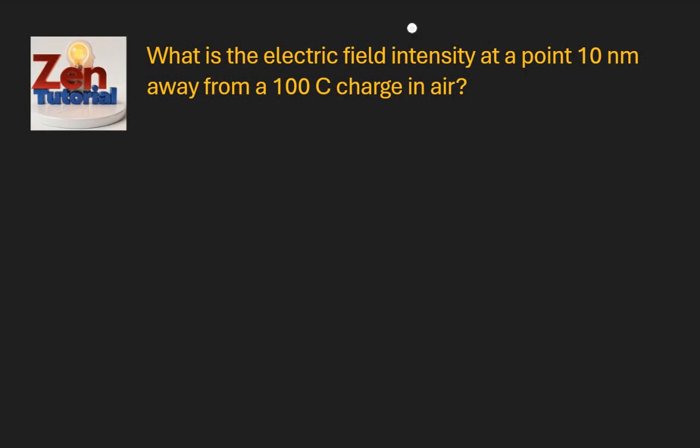In this question, what is the electric field intensity at a point 10 nanometer away from 100 coulomb of charge in air? Let's say there is a charge here, which is 100 coulomb, and obviously this is positive. As a result, electric field lines come out from the 100 coulomb charge, right?